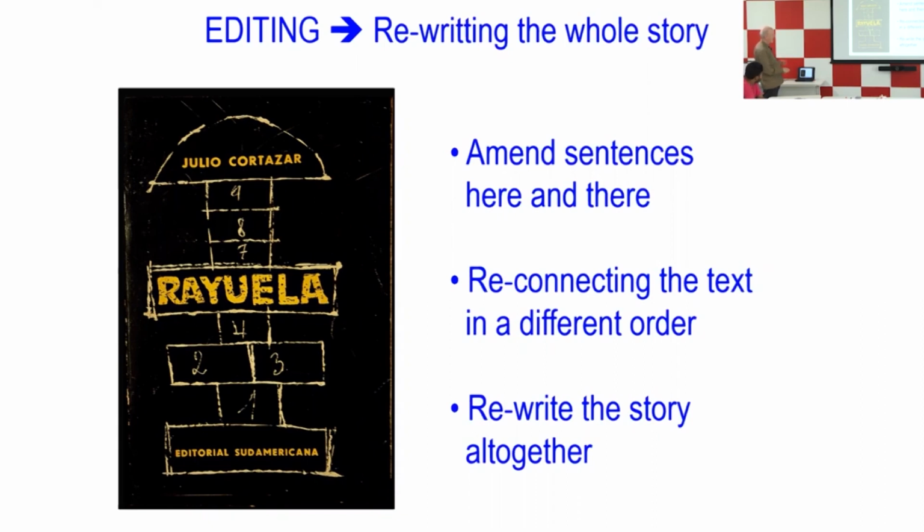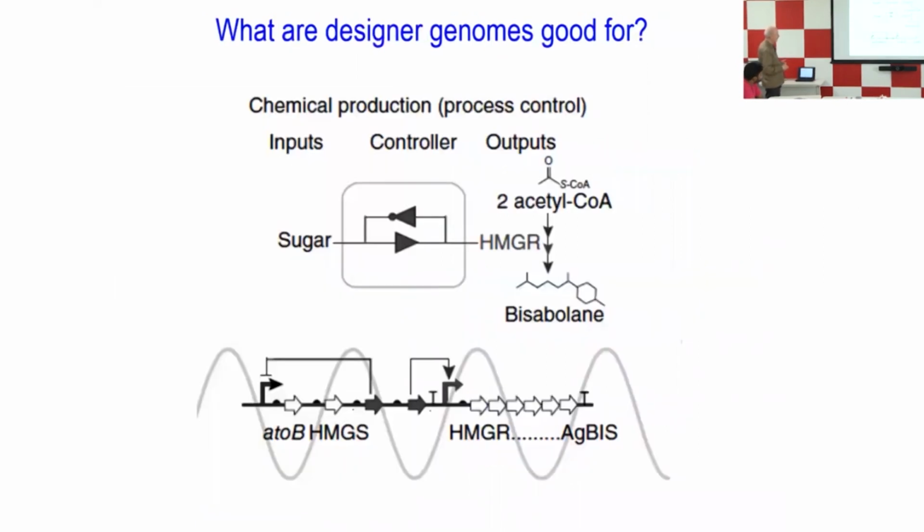Well, the same happens with biological systems, okay? So editing may mean that you change some sentences here and there, that you reconnect the text in a different order, but you can even have a completely different story depending on the order and the structure of what you have there. So what might redesigning a whole genome be good for, okay?